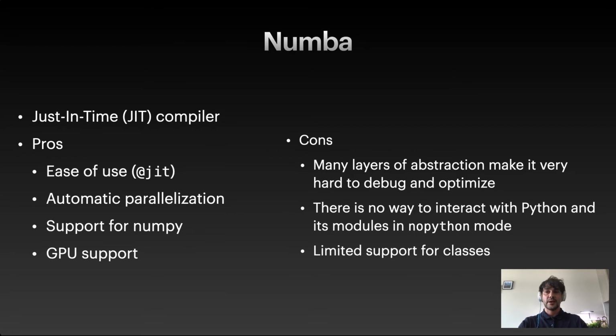It has automatic parallelization with the @vectorize decorator. So if you have a function that is meant to run over a list, but you're doing a for loop over the list and applying the function, you can say @vectorize and pass the NumPy array, for example, and it will actually run like that. That connects to the next pro, which is the support for NumPy. It has really good support for NumPy, and if you are so inclined to, it has GPU support as well.